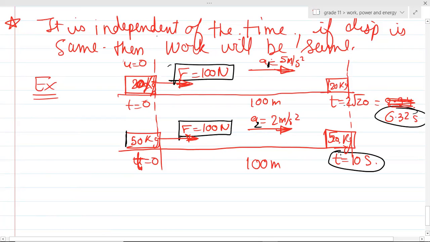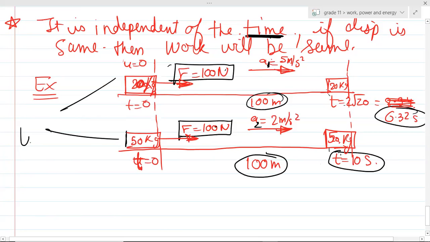Okay, so can you see over here, both the objects are reaching at a different time? But can you see the force is the same, the displacement is the same. So in both these cases, the work will be the same. This is what I was trying to prove. Now you understood what exactly I wanted to do. The data doesn't matter.